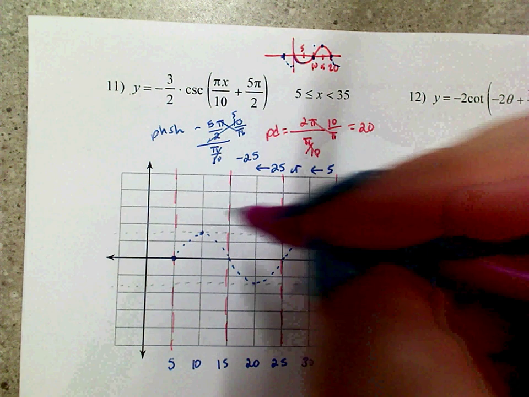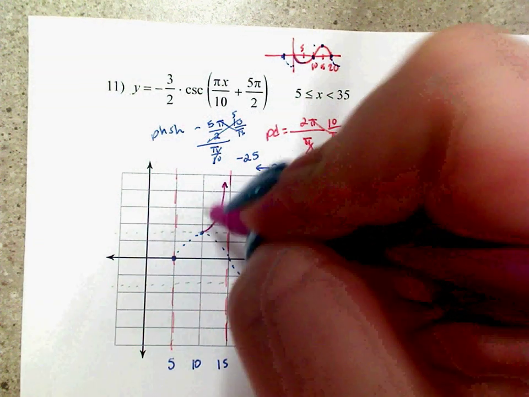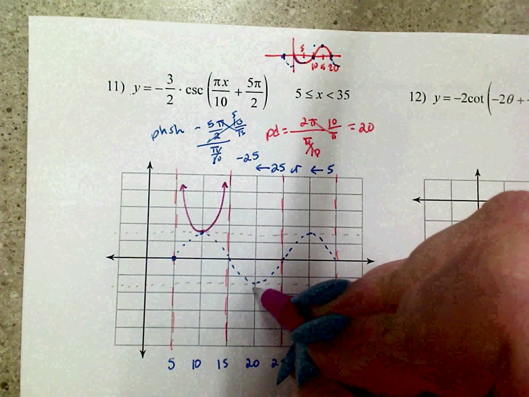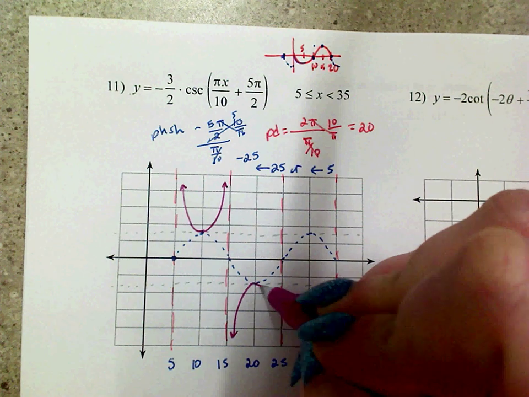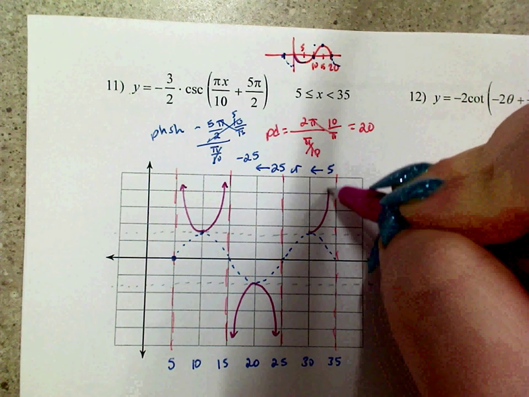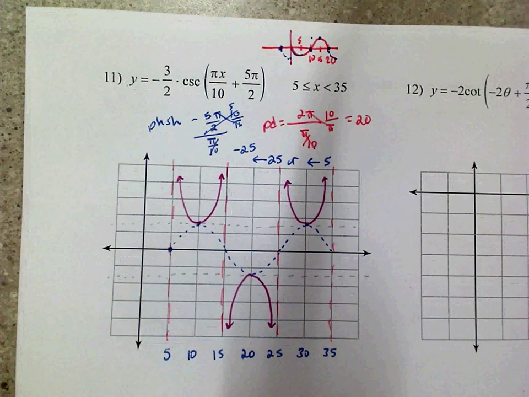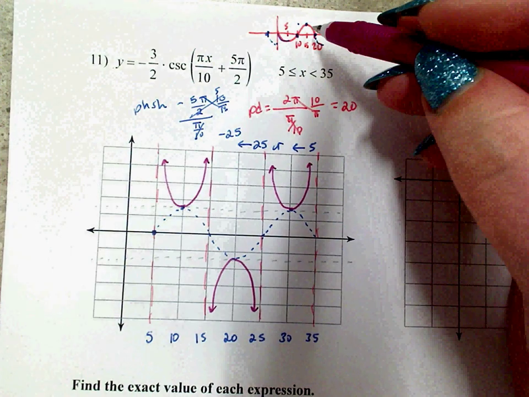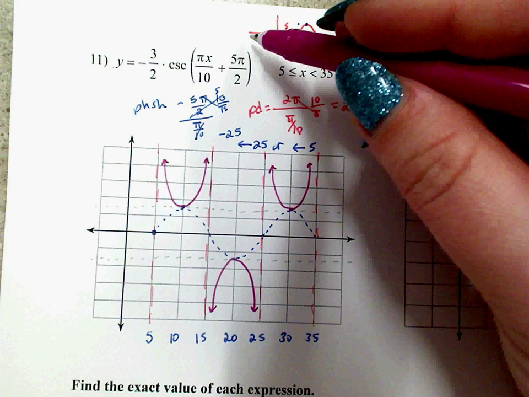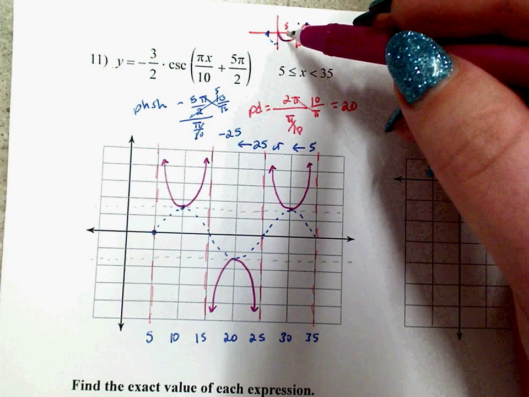And then we should have a minimum here, a maximum there, and a minimum there. And there we go. Okay. So I took a negative sine wave and I plotted it out, moving it to the left 25, or just moving it to the left 5.